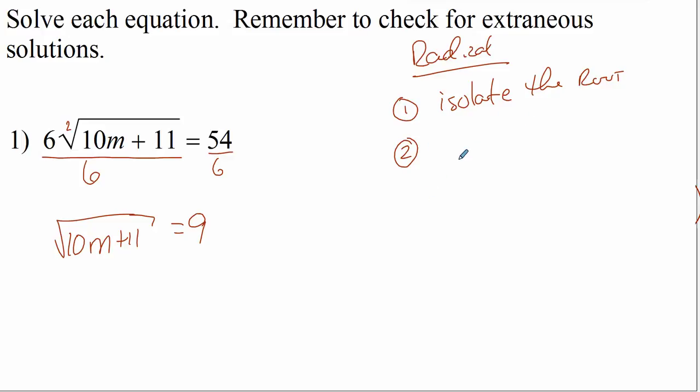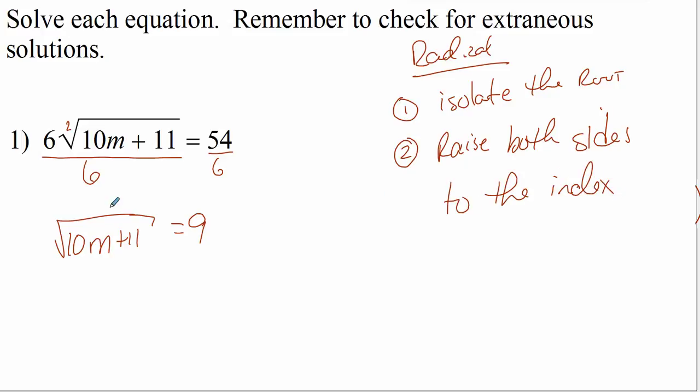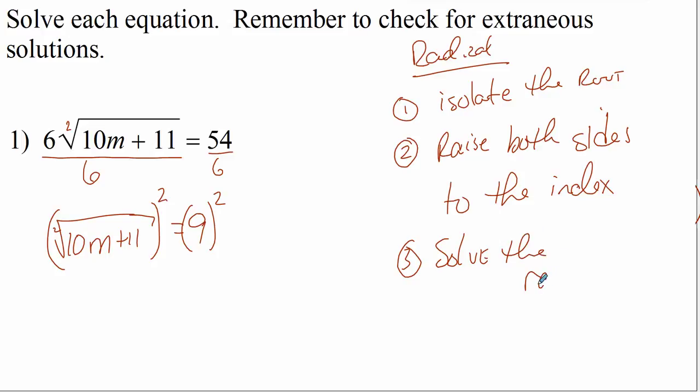So the second step in this particular instance is to raise both sides of the equation, both sides, to the index. In this case, what is the index? Remember we said it was a 2. So I'm going to take both sides and raise them to the 2 power. Remember, what I do to one side, I have to do to the other. Then the third step is to solve the remaining equation.